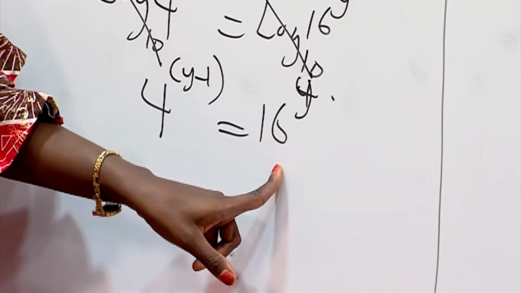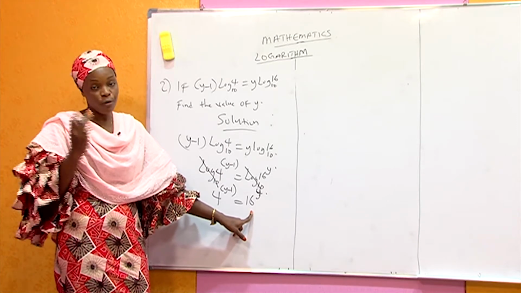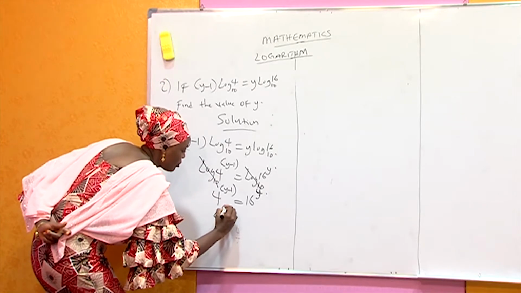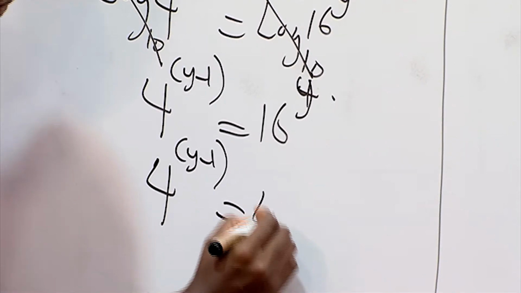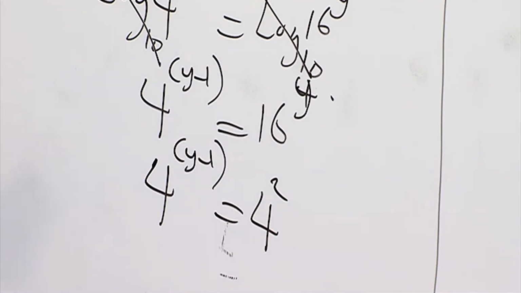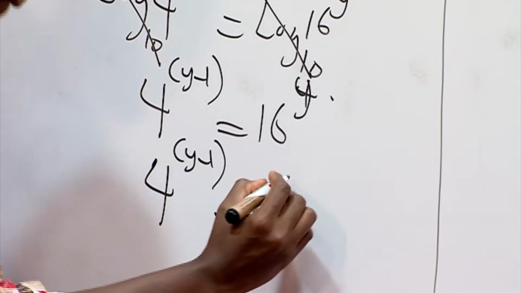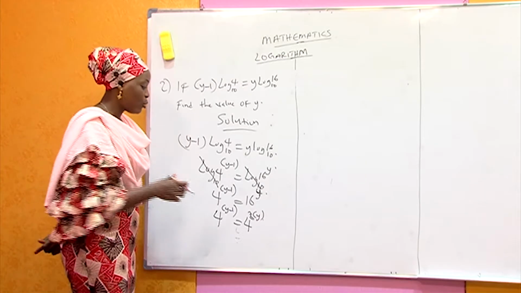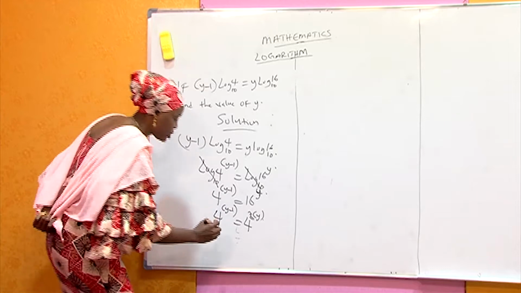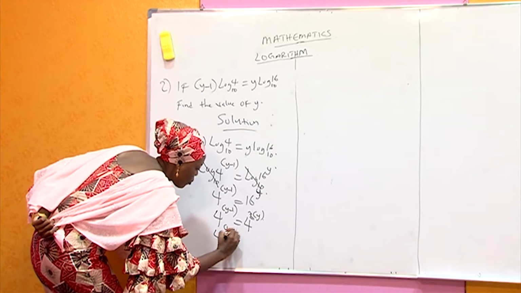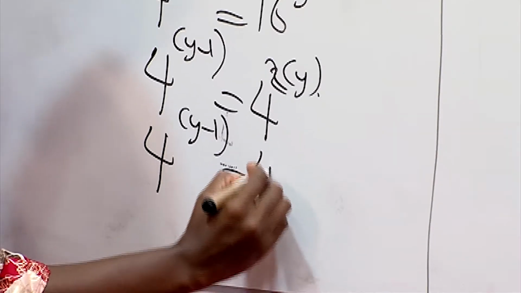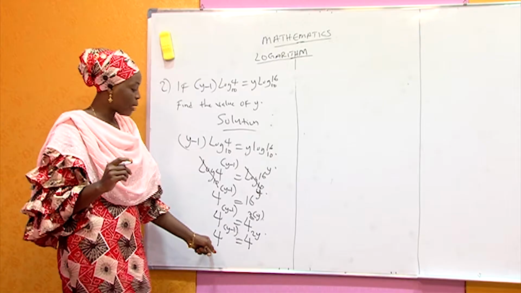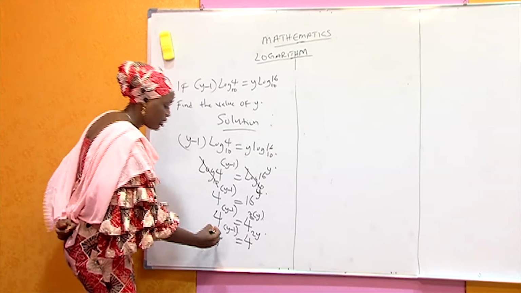We can simplify this 16 to be in base 4, because 4 raised to the power 2 will give you 16. So we have 4 raised to the power y minus 1 equals 4 raised to the power 2, which is replacing our 16. Don't forget that we still have a y there, so put it in bracket: (2)y. Anytime you have a bracket, we always open up the bracket before you proceed. So we have 4 raised to the power y minus 1 equals 4 raised to the power 2 times y, which gives 2y.